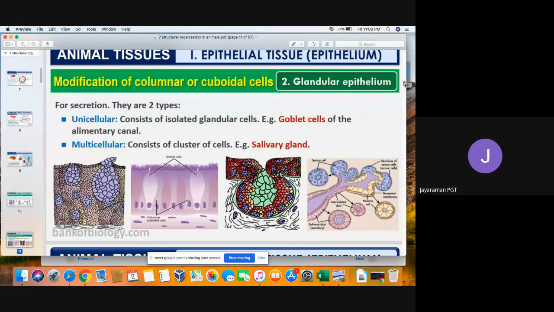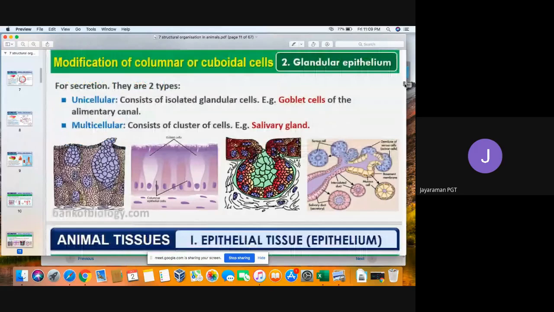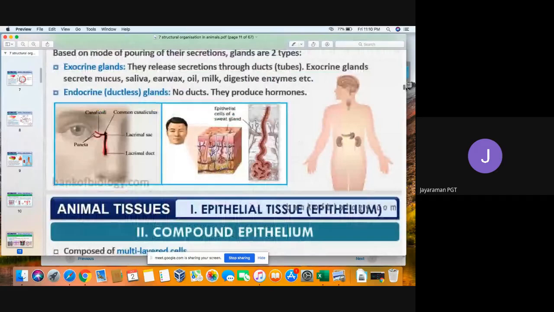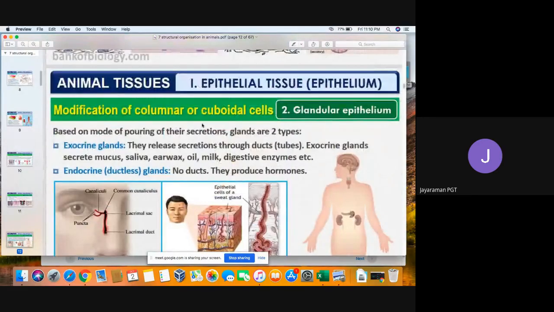Time is up now. Modification of columnar epithelium we'll discuss in the next class. Okay, one more window: compound epithelium. We'll discuss the modification of compound epitheliums. Under glandular epithelium, the exocrine and endocrine glands. Up to here we finished.